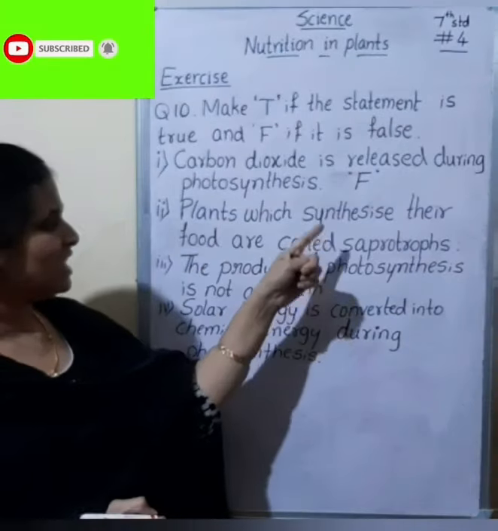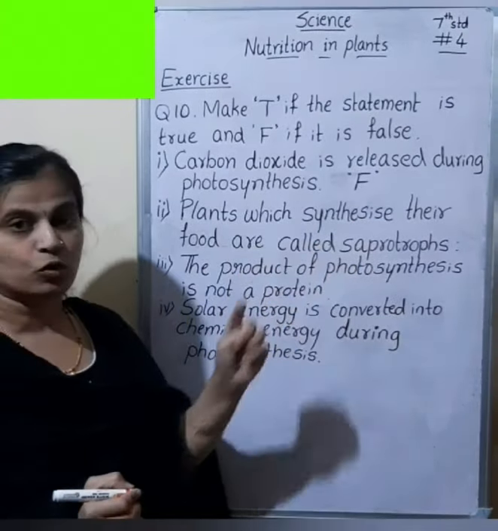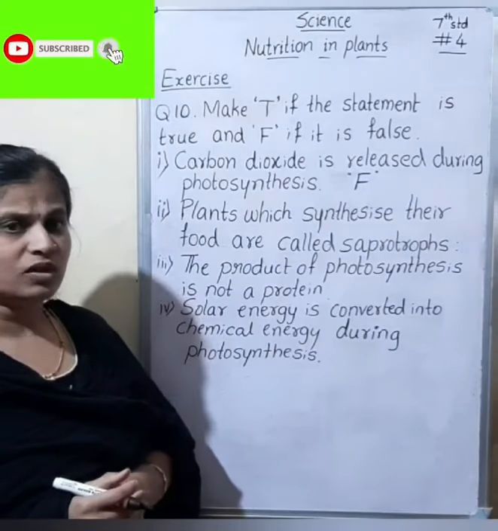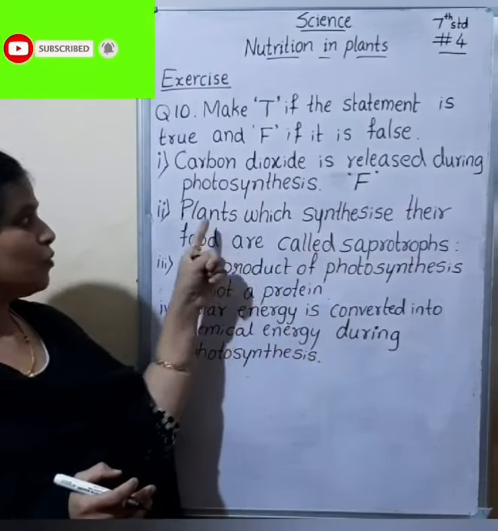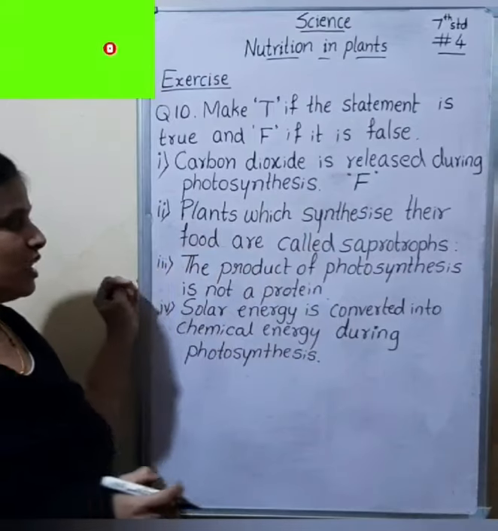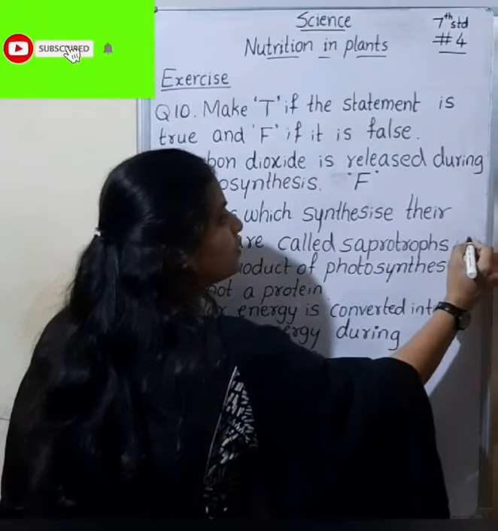Plants which synthesize their food are called saprotrophs. Is it true? No, it's not true. It is false, because plants which synthesize their own food are called autotrophs.